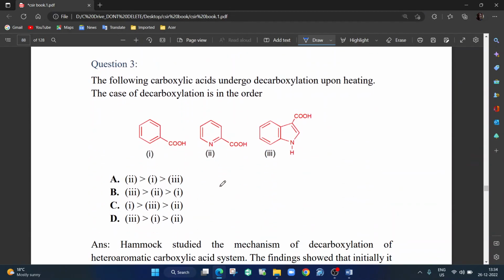Next question. The following carboxylic acid undergoes decarboxylation upon heating. The ease of decarboxylation is in the order.